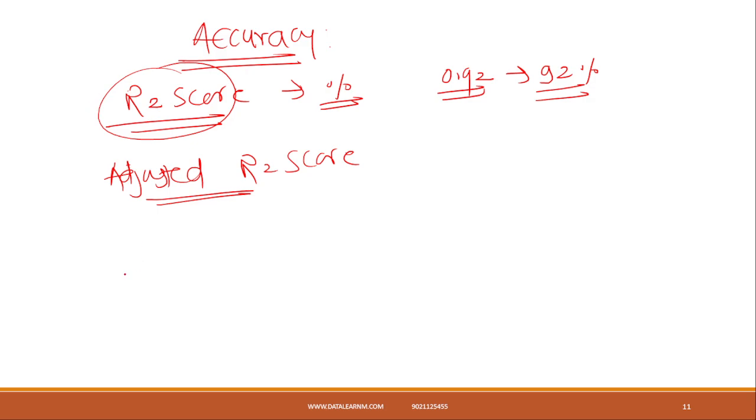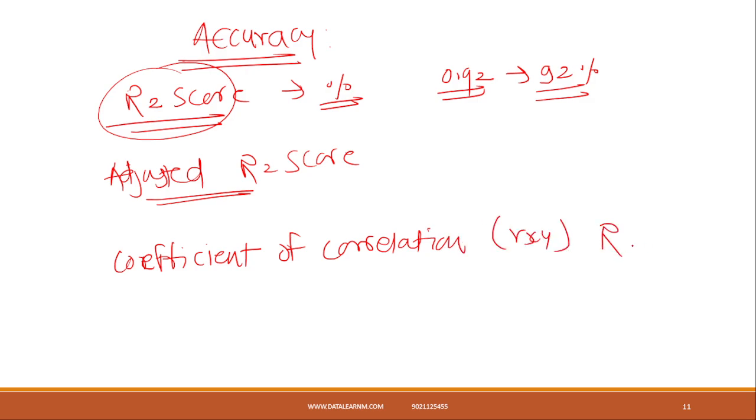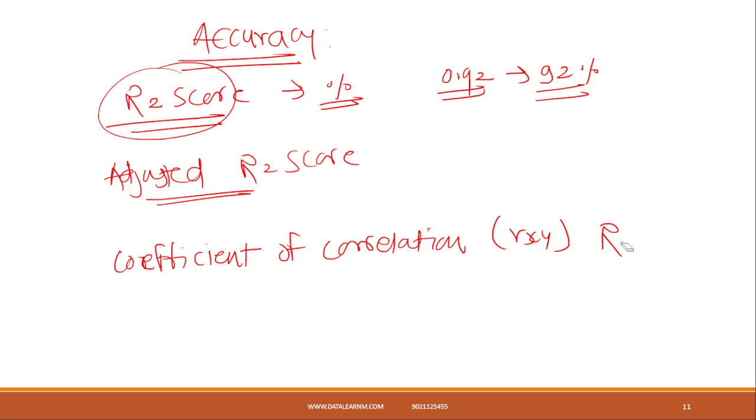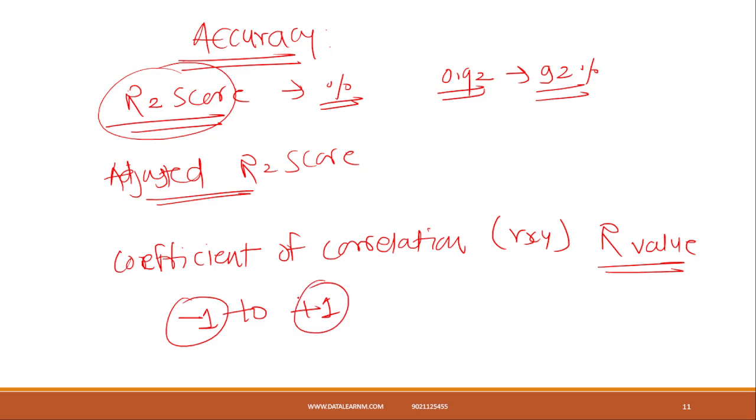And one more we have seen: do you remember this? The coefficient of correlation, Rxy, or sometimes called the R value. What is the meaning of the coefficient of correlation? Relationship, right? What is its range? Minus 1 to plus 1. Below minus 0.75 or above plus 0.75, those are the good values of the coefficient of correlation.